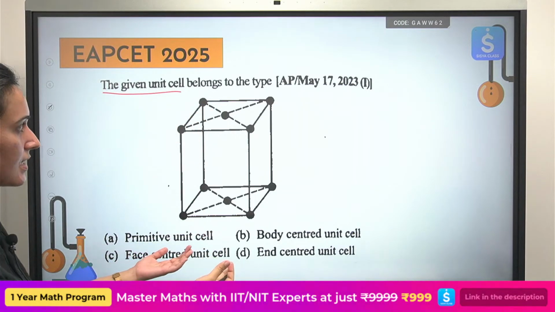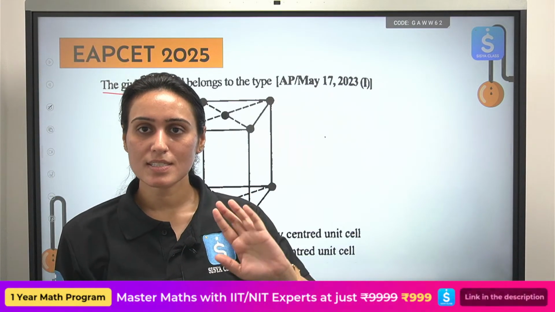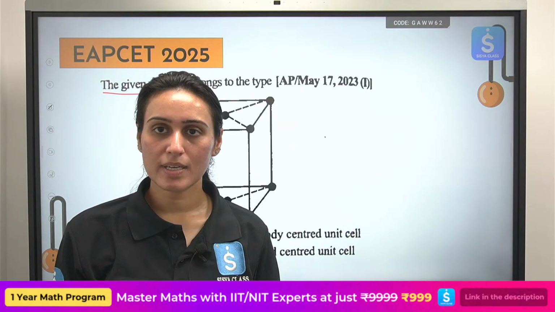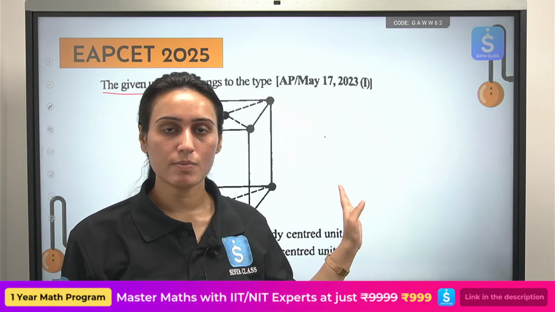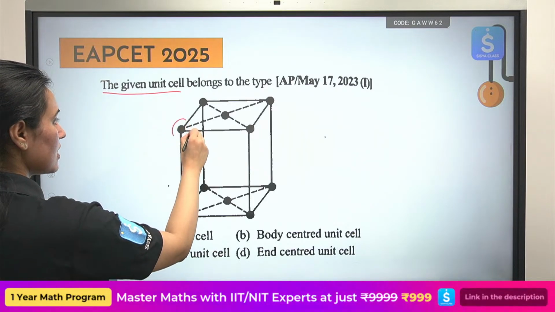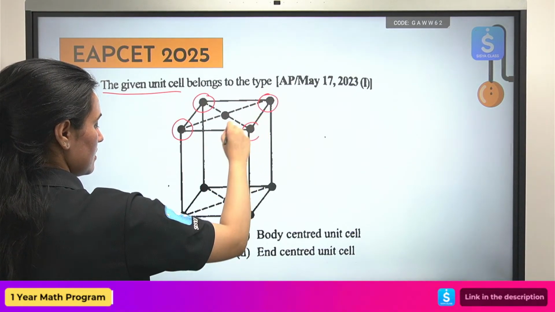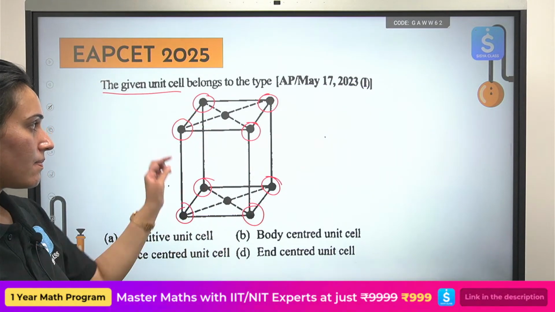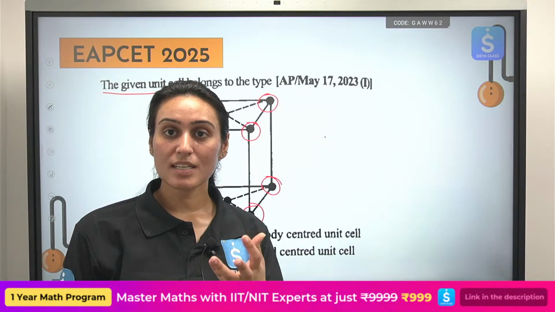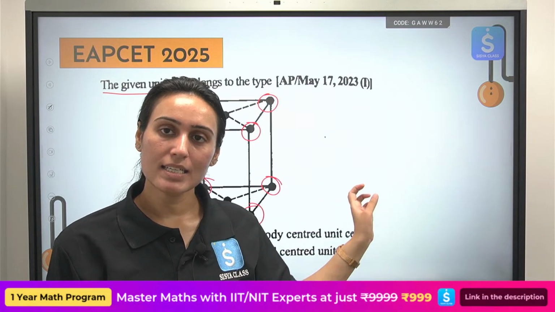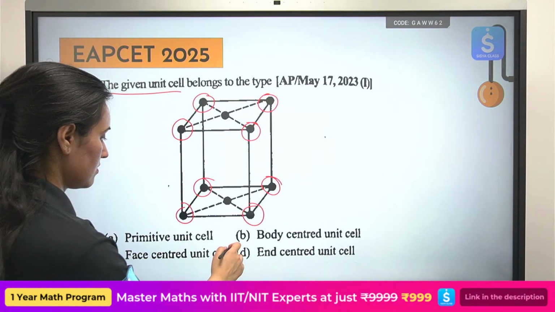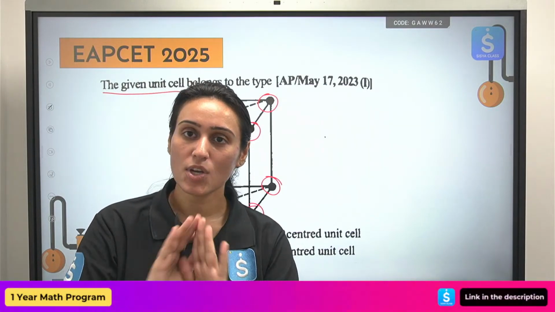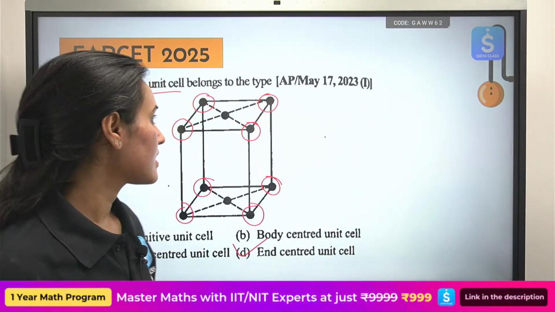What type of unit cell is given to you? You have learned about different types of unit cells in the beginning: simple cubic, body centered cubic, face centered cubic, and now we have end centered cubic. You have 8 atoms at the corners and there are 2 atoms present at the opposite faces. So this is an end centered unit cell. They have just asked you to identify the type of unit cell. They are not asking you to do anything else. Okay, see the next question.